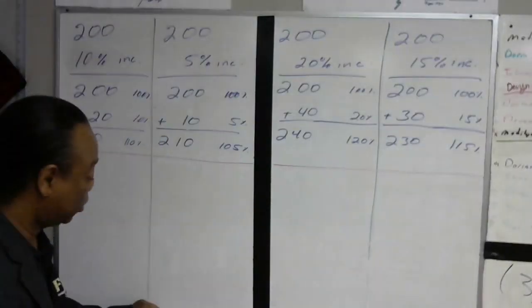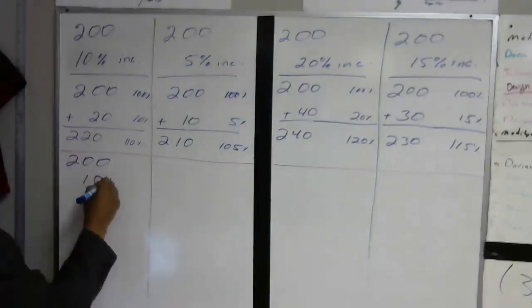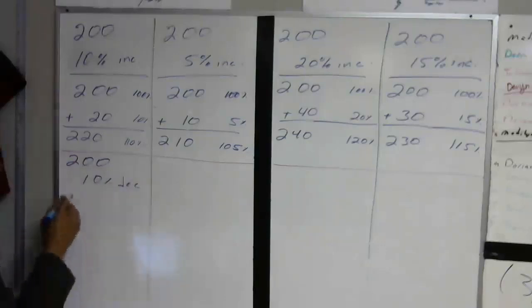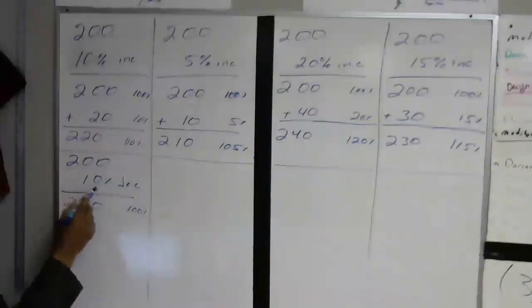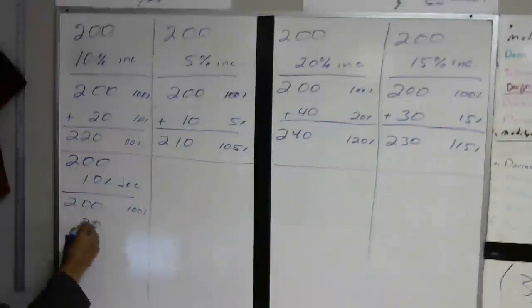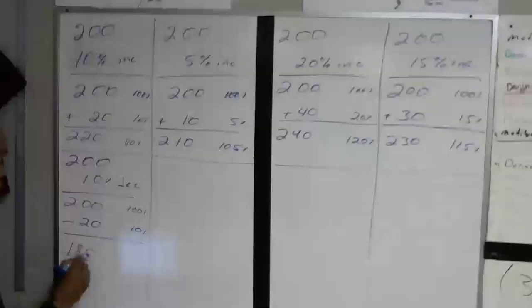Now let's go to the decreases. 200, the 10% decrease will basically be 200 representing 100%. And 10%, we simply move the decimal over one time, this becomes 20. So 20 represents the 10%. And a decrease will subtract. So this will be 180. And subtract these two, 90%. So with a 10% decrease, you end up with 90%.